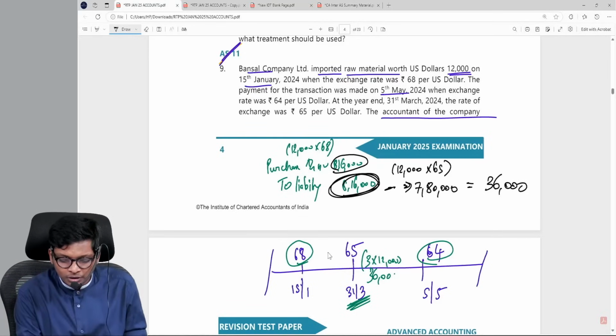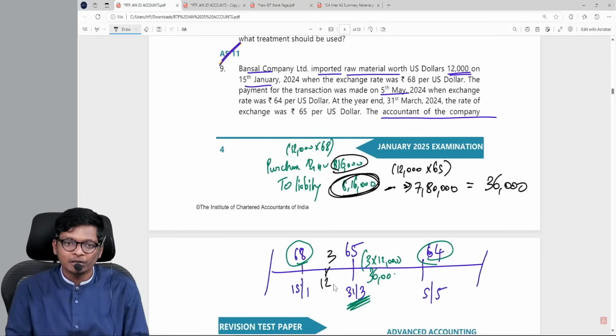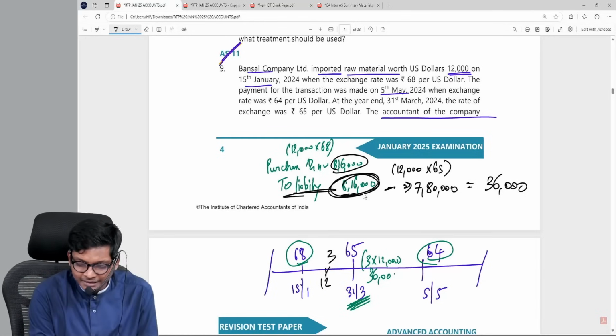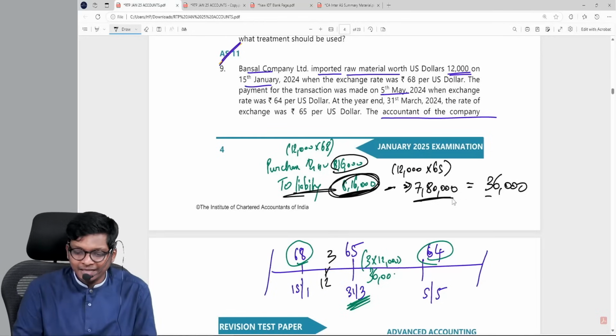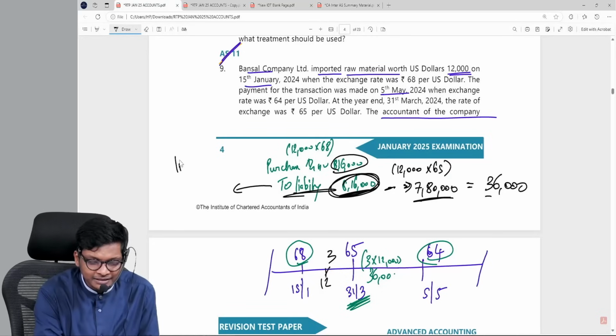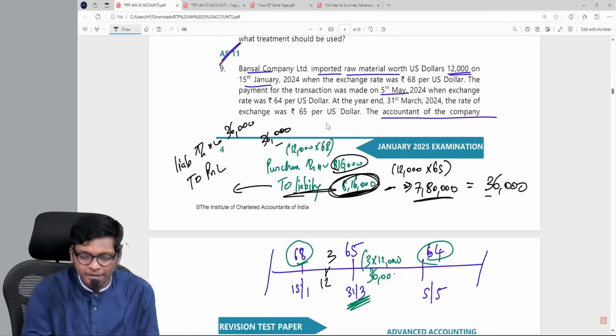I can just do 3 rupees saved into 12,000, which is 36,000. So my liability is not 8 lakh 16 anymore. My liability is only 7 lakh 80. So I will pass the reversal entry, liability account debit to P&L 36,000. Are you guys following?